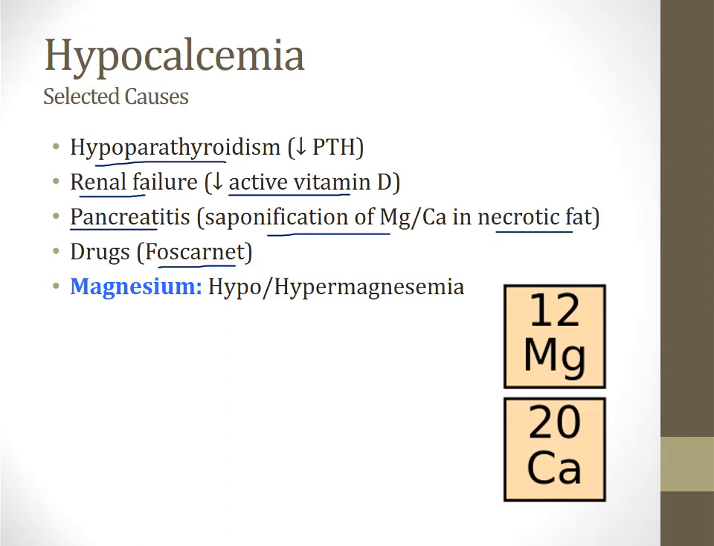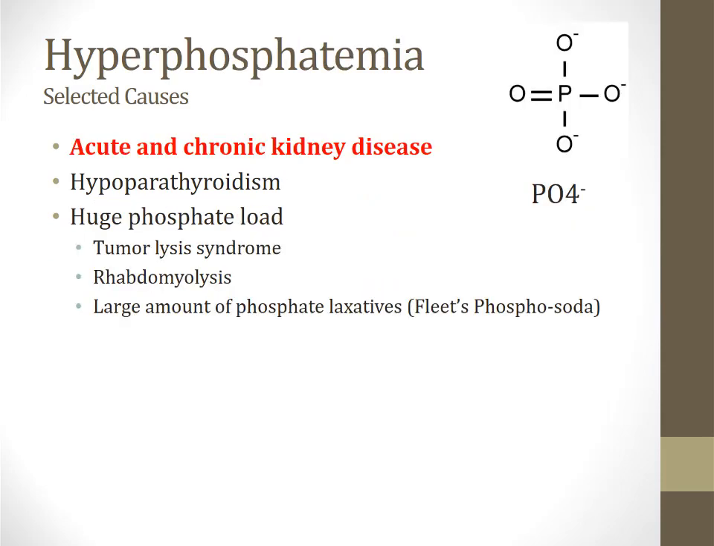And lastly, magnesium has effects not only on potassium, like I mentioned before, but also on calcium. And you can see hypocalcemia in the setting of low or high magnesium levels. And I'll talk about this more later in this video when we get to magnesium. Phosphate disorders are very rare, but I'll go through them now. Hyperphosphatemia involves elevated levels of serum phosphate.